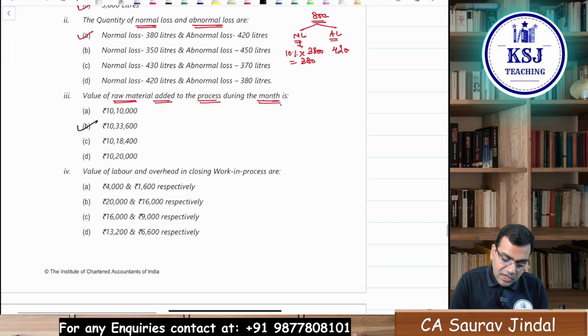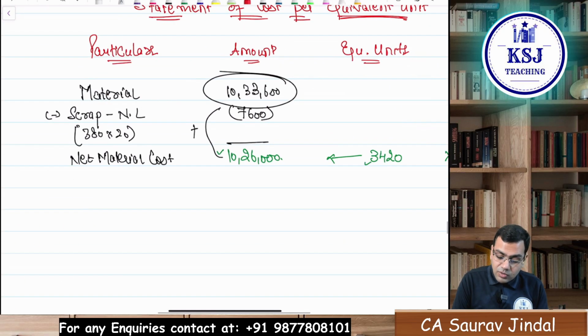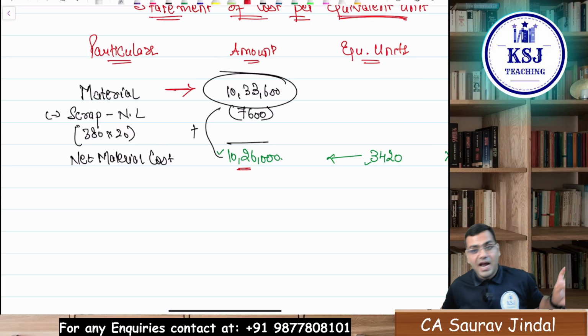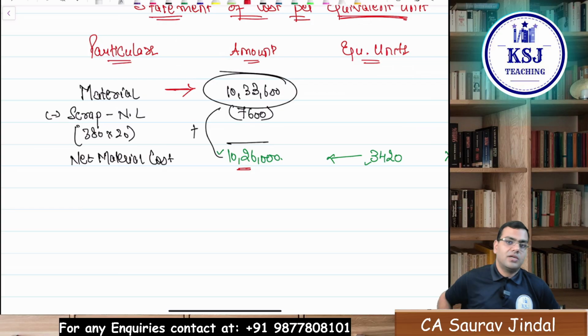10,33,600 is the value of raw material added to the process during the month. So they are not talking about the net material, because the raw material cost which was added to the process was this cost. After that, we adjusted the scrap value of normal loss to get the net material cost. But added material cost is 10,33,600. So you need to read the lines very carefully and interpret it very carefully.